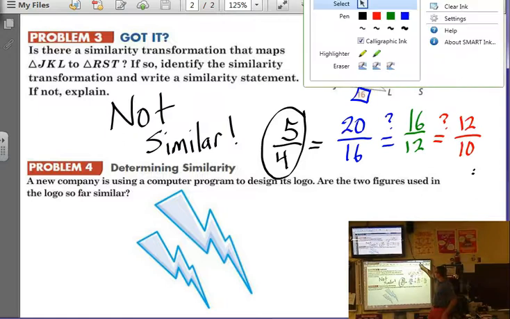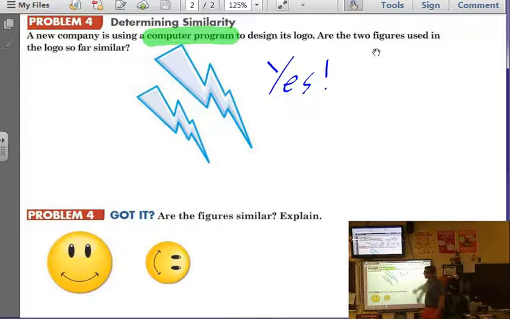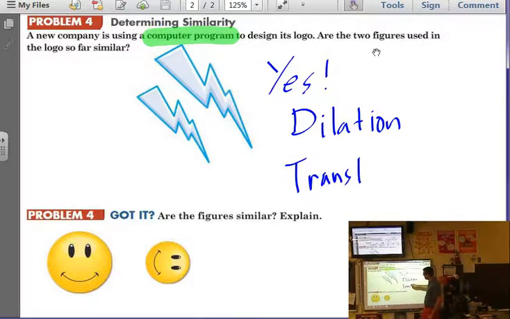So when we look at problem 4 here, if we are designing a logo and trying to change our lightning bolt, so what do you think? So a new company is using a computer program to design its logo. Are the two figures used similar? So if it used a computer program and stretched it, are these two images similar? Yes. How did they get there? Well, we know that one's larger, so there has to be a dilation. And since the one is not on top of the other one, we know that there's also a translation.